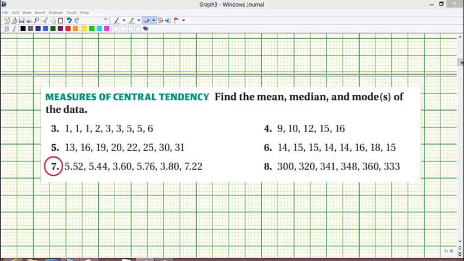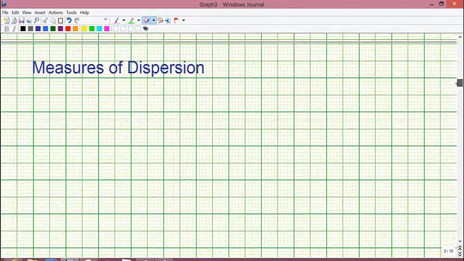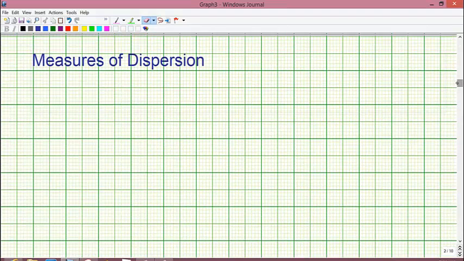So what we're going to look at now is the next component of this particular chapter, which is the measures of dispersion. So let's go and look at that. The measures of central tendency look at the average, the middle of a set of data. The measures of dispersion is a look at the spread of the data. And there are two different ways of thinking about this. The first is something that we have encountered before, something called the range.